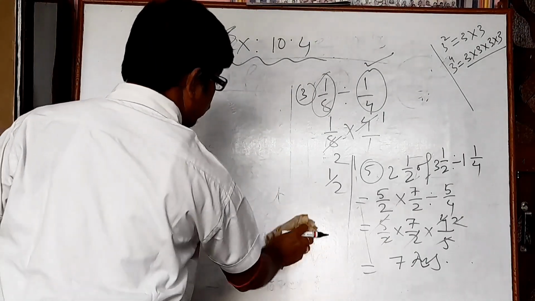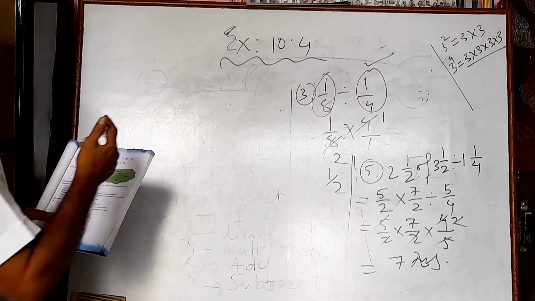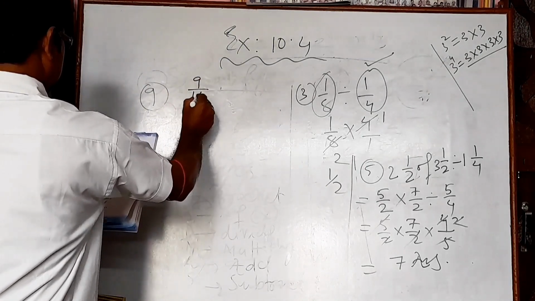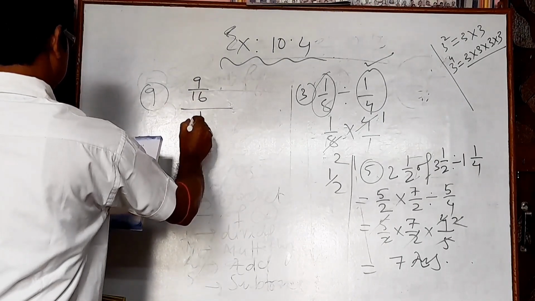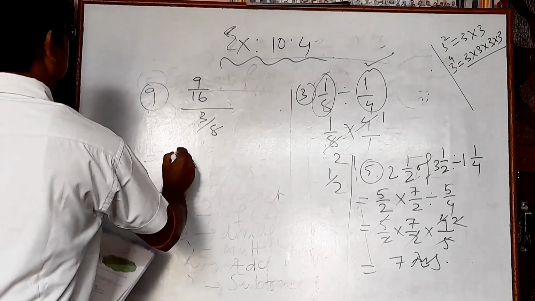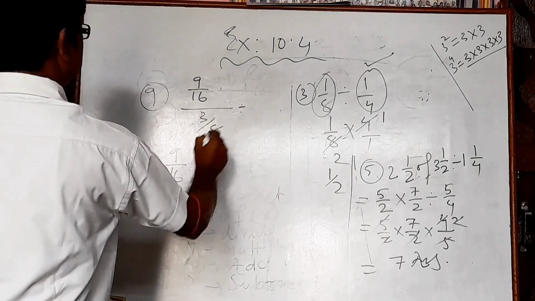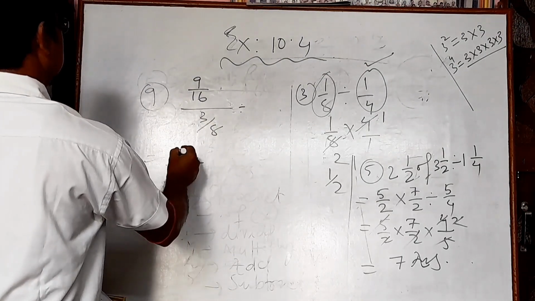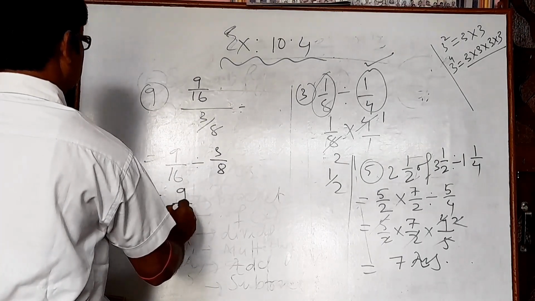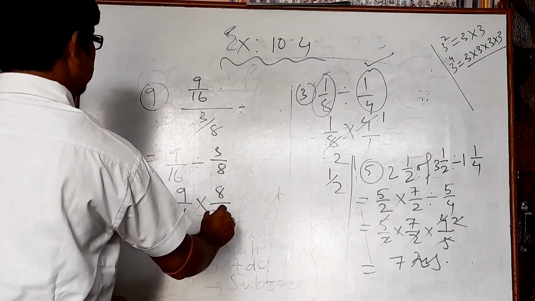You will pause the video to note it down every time. Okay, I will not repeat again and again. See this sign, question number 9. This is 9 by 16 divided by 3 by 8. This is the division sign. If you get confused, write it like this: 9 by 16 divided by 3 by 8, and then simply 9 by 16. Now you have recognized the question.